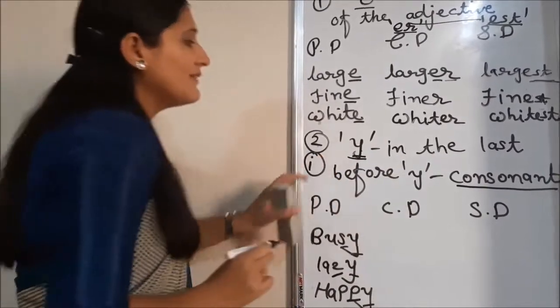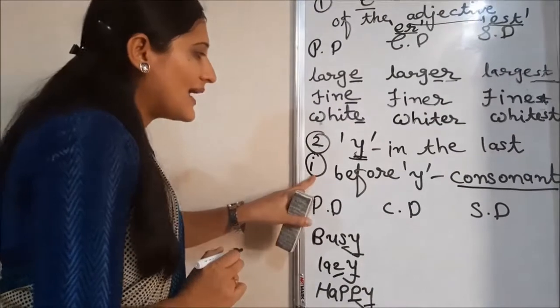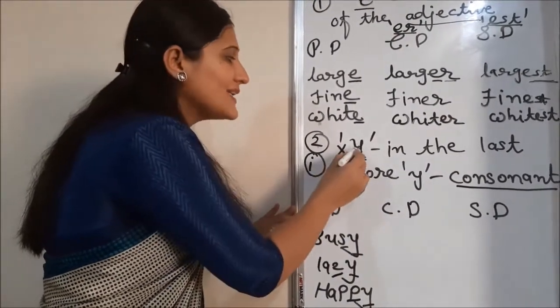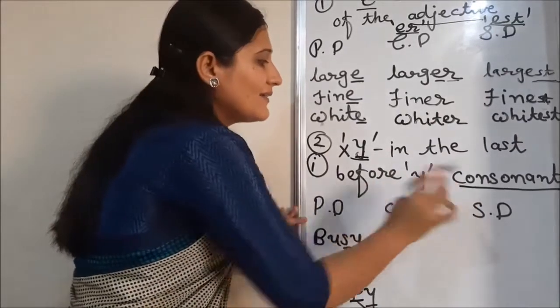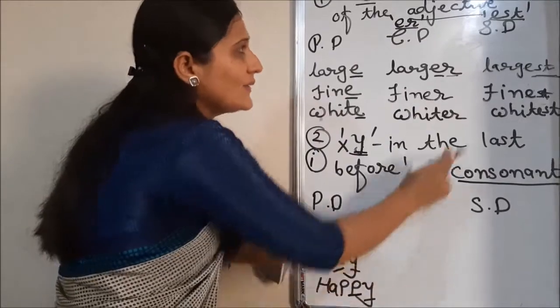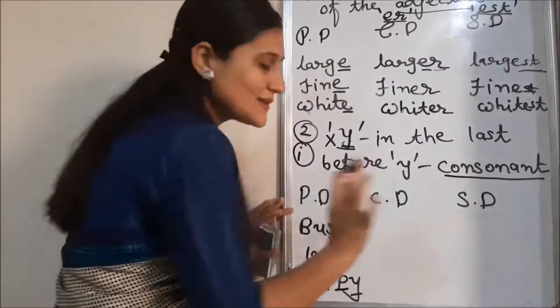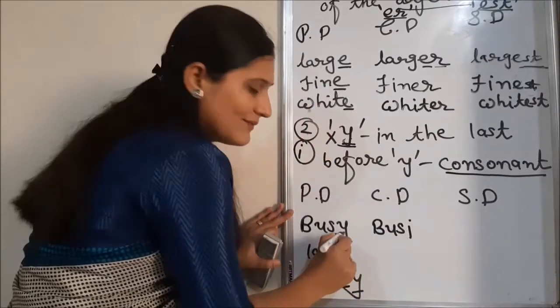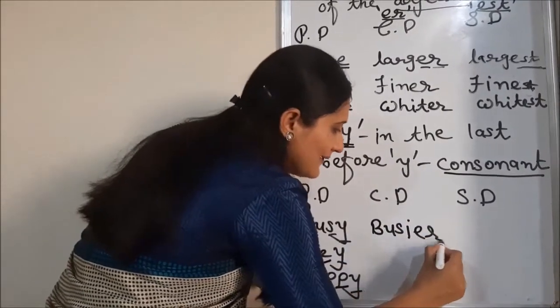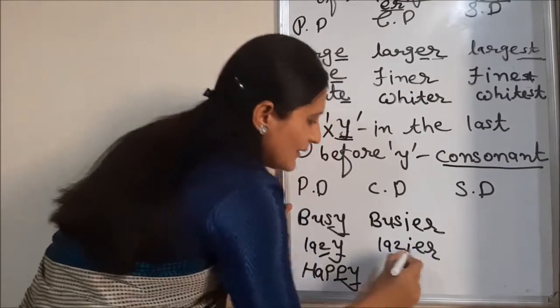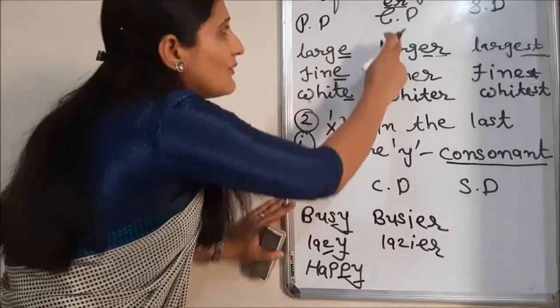See, we will turn Y into I, meaning we will not write Y, we will write I instead of Y, and we will write according to our rule: ER in comparative, EST in superlative. So see, busy: Y, then I, and ER. Here, lazy: Y, then I, then ER, according to our rule.